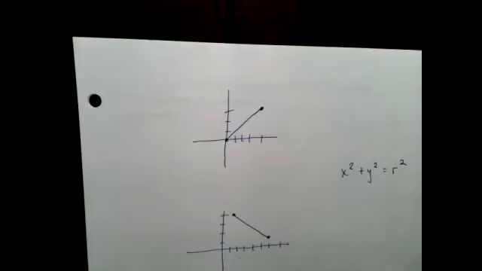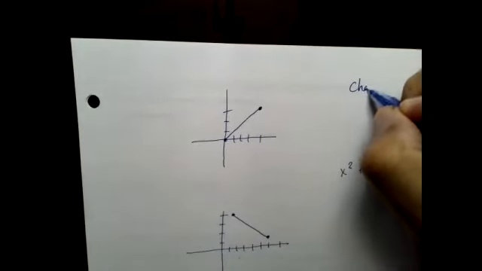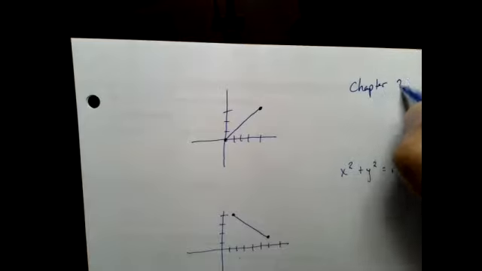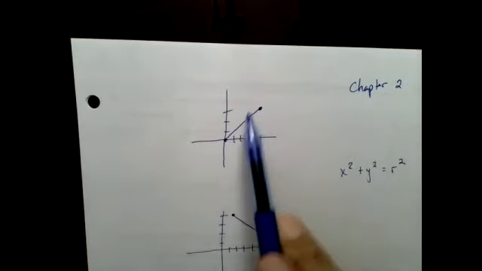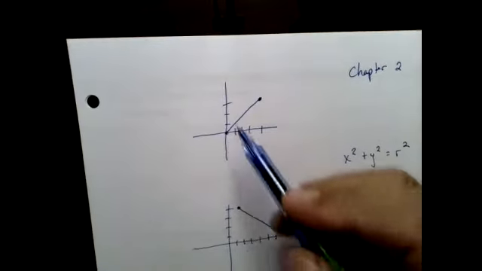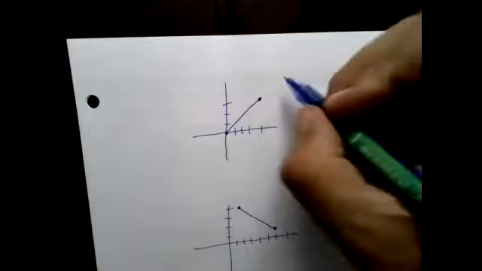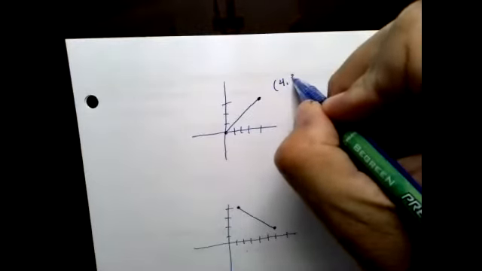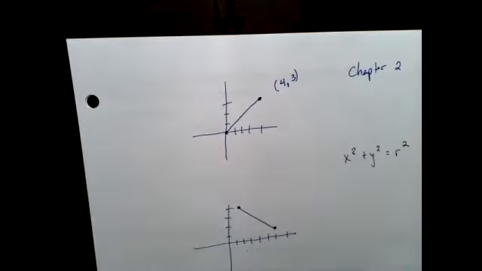Chapter 2. I'm going to start out with something that looks like this. I have a line segment. I have the origin 0, 0, and it goes all the way out to 4, 3. There are two things we're going to be talking about early on in this section. The first is, how long is that?